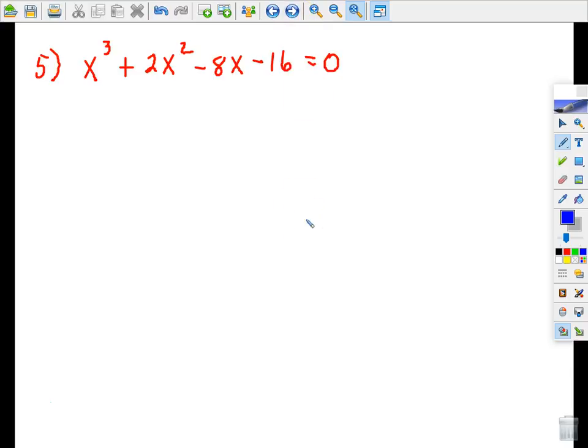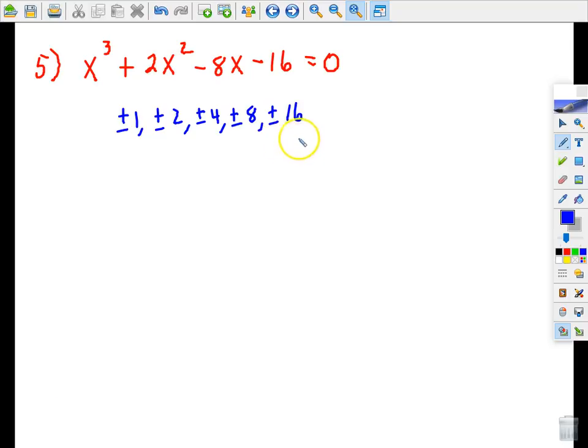Let's take a look at number 5. Once again, let's go ahead and take care of all the possible rational roots. So let's list the factors of negative 16. That's plus minus 1, plus minus 2, plus minus 4, plus minus 8, plus minus 16. Okay, we get them all?